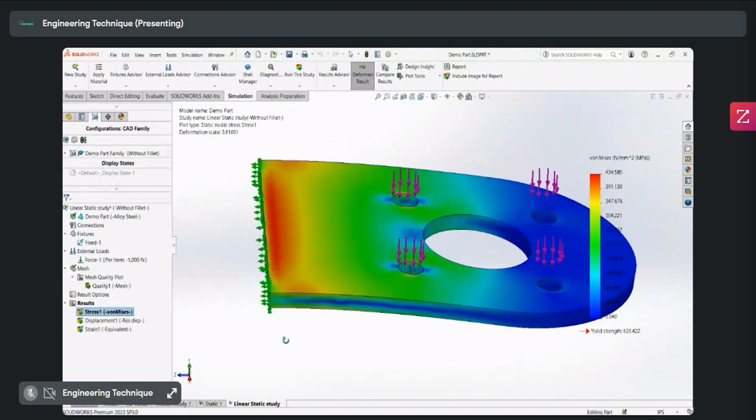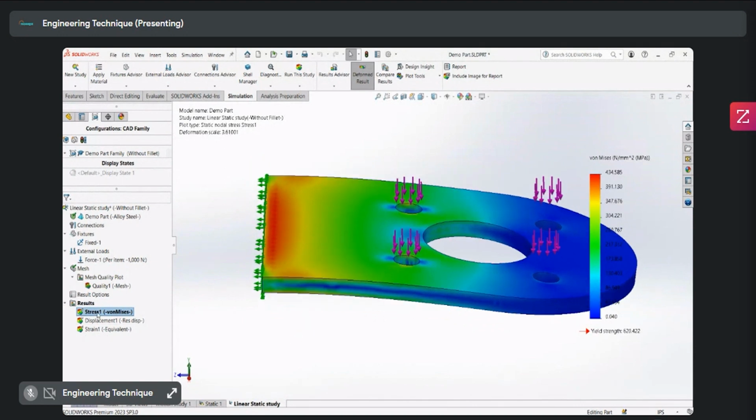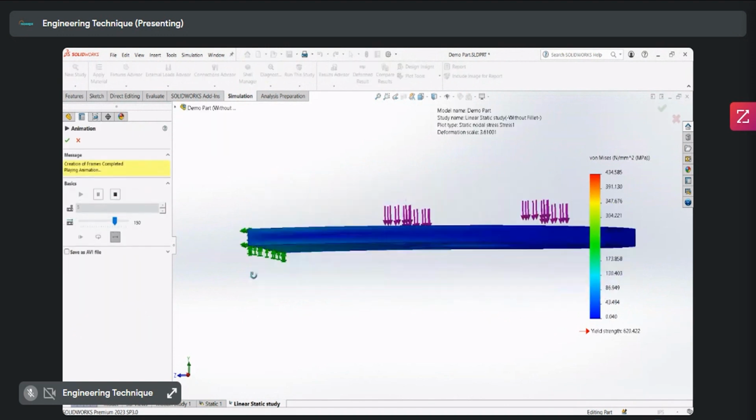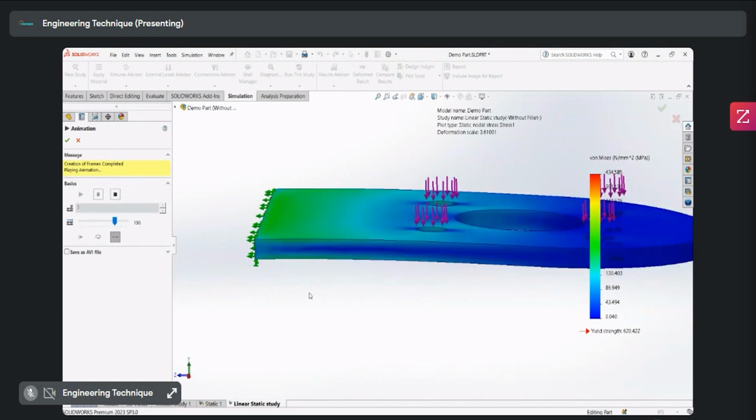Now, you can see here the results post processing part. I can see the results: that is the stress, von Mises stress, the displacement part and the strain part. Now, if you want to animate this, you can just right click and see how the part is actually behaving and how the stress is developed.